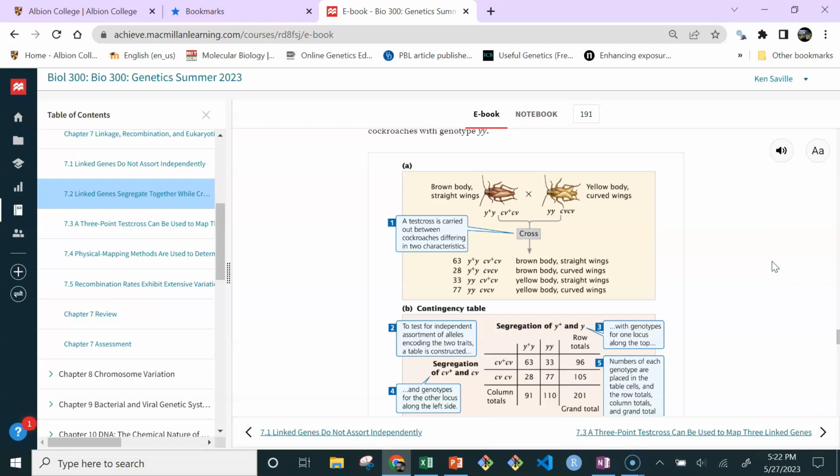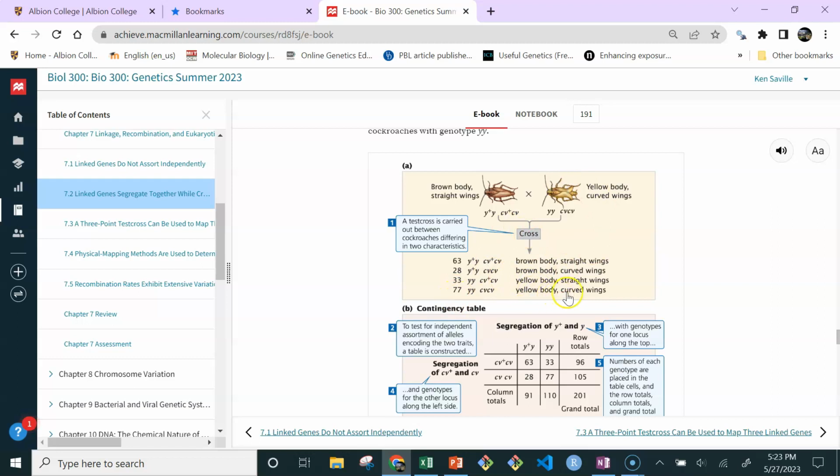So what we have here is a test cross. So this is a mapping cross. It's just a test cross. So these are heterozygous for 2 genes. Y plus is brown, Y is yellow, CV plus is straight wings, CV is curved wings. And so we've got a dihybrid, heterozygous for both genes. We've got a homozygous recessive for both genes here in a test cross. And then we get the 4 things out of this. And then we count them up.